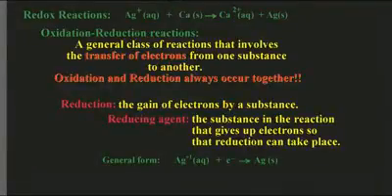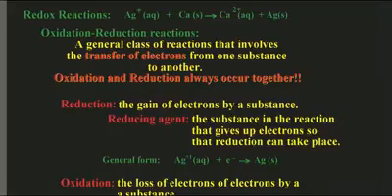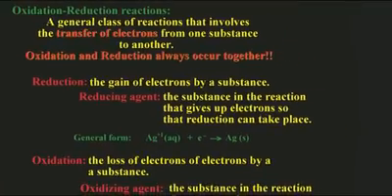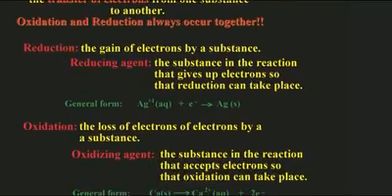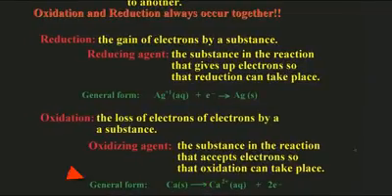Now let's look at oxidation. Oxidation is the loss of electrons. And here's the half reaction for oxidation. You can see this calcium lost electrons. So for oxidation, the electrons are always on the right side. For reduction, the electrons are always on the left side.